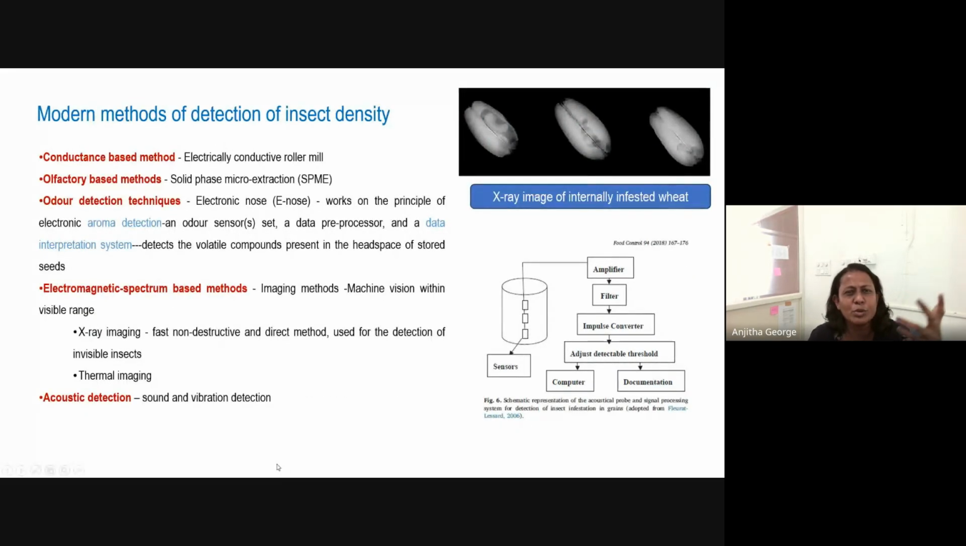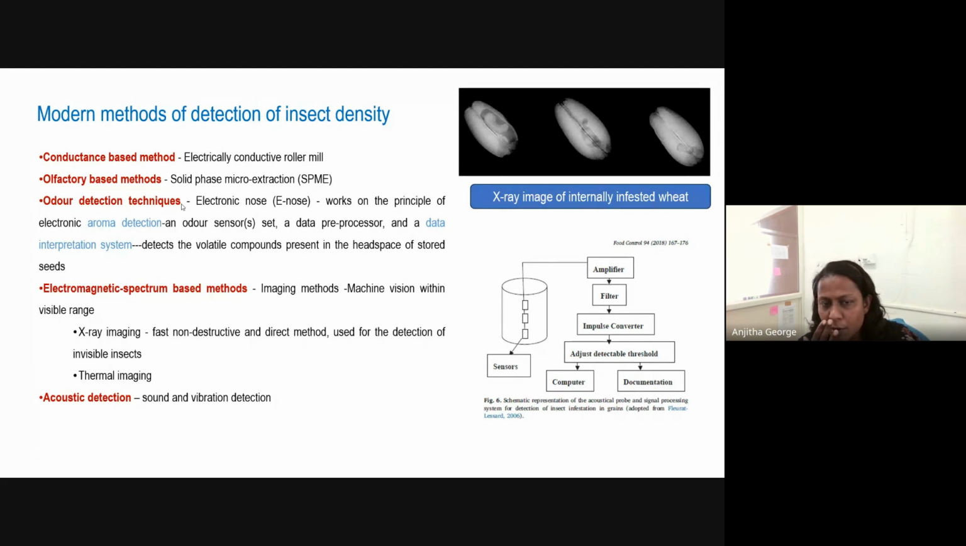And I just wanted to show, this is not in much detail, that modern methods are still available across the globe. Like the olfactory based method, that is the solid phase micro extraction method. This is being used in India also. Like conductance based methods, like electrically conductive roller mills. Then odor detection techniques are there, in which we are using electronic noses.